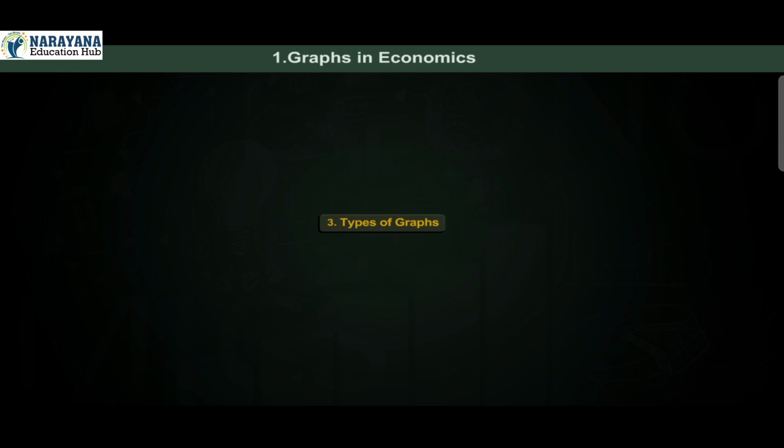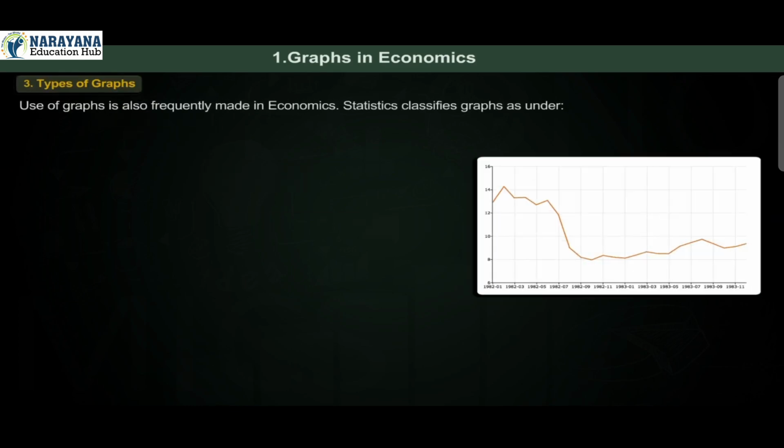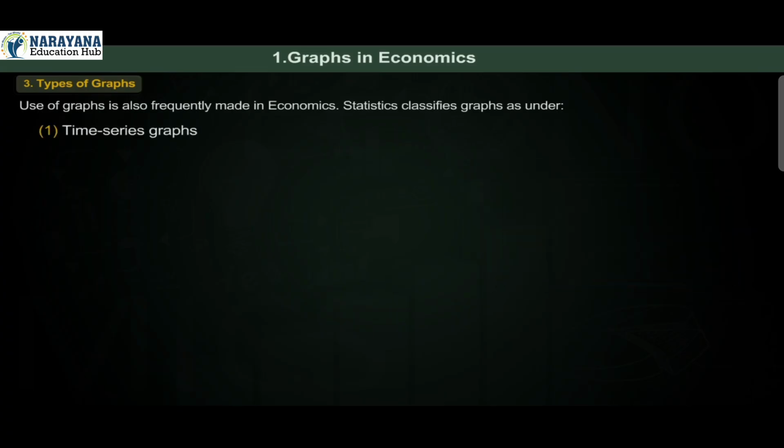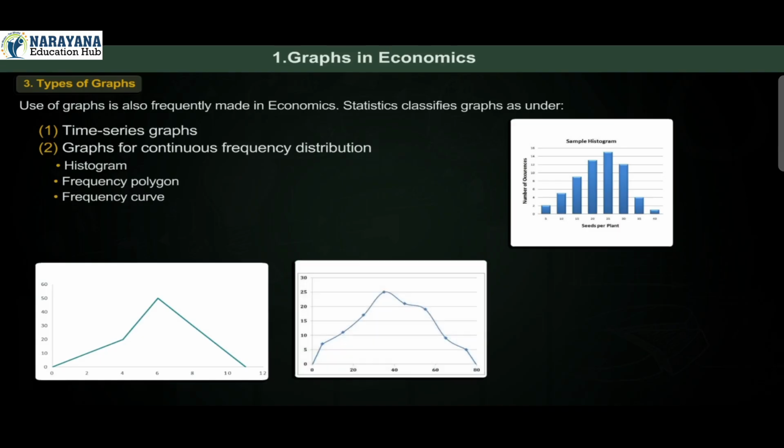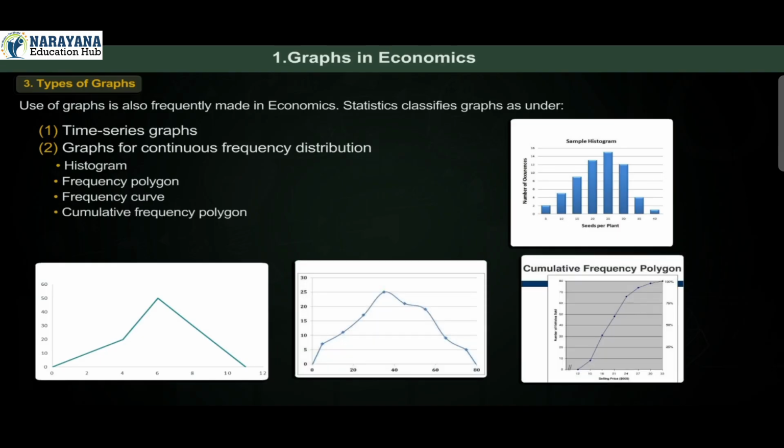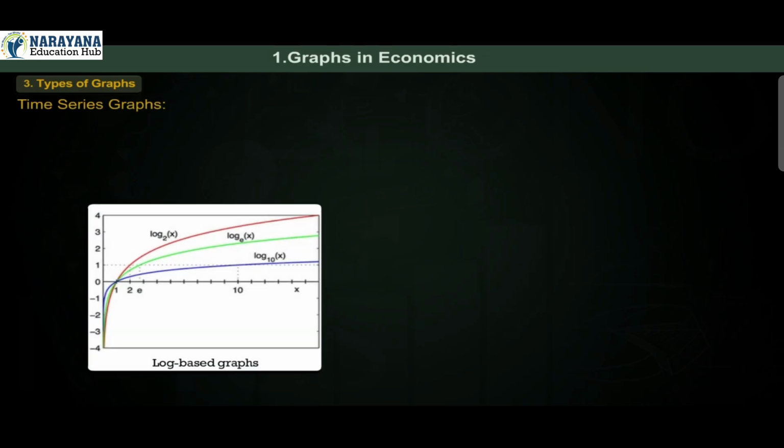3. Types of graphs. Use of graphs is also frequently made in economics. Statistics classifies graphs as under: 1. Time series graphs. 2. Graphs for continuous frequency distribution: histogram, frequency polygon, frequency curve, cumulative frequency polygon. 3. Logarithmic graphs. Time series graphs.